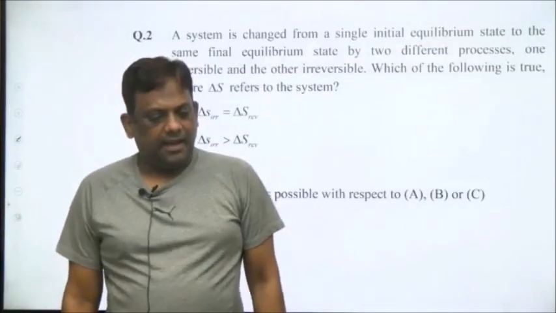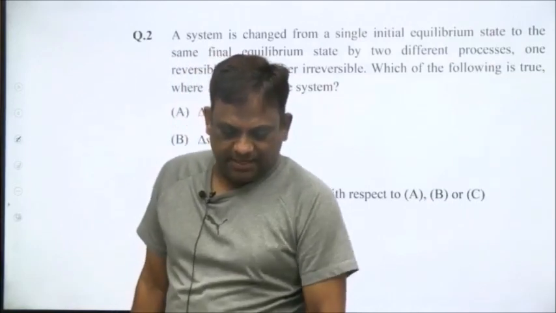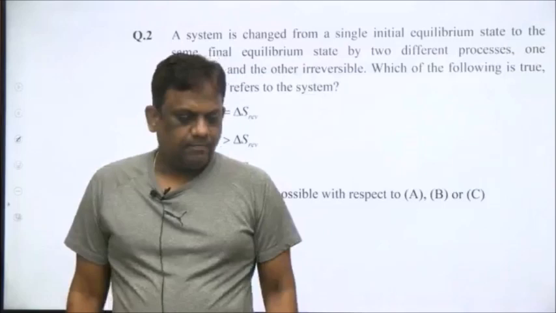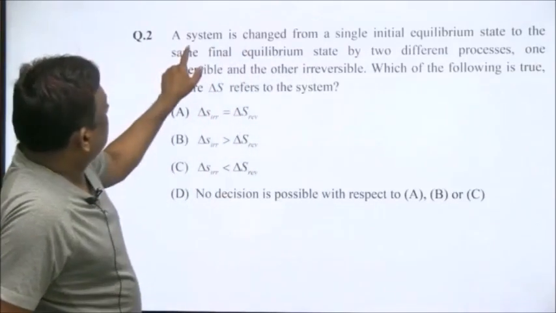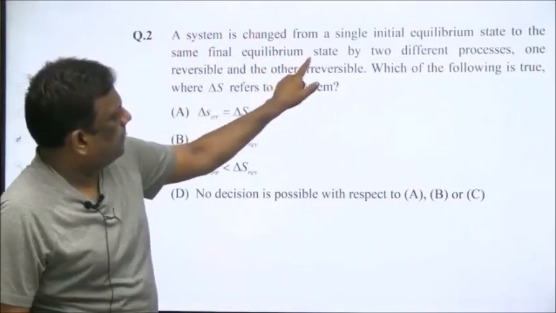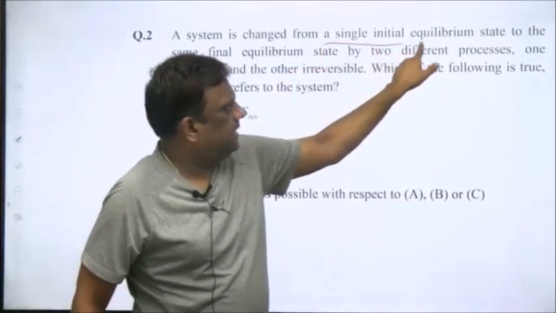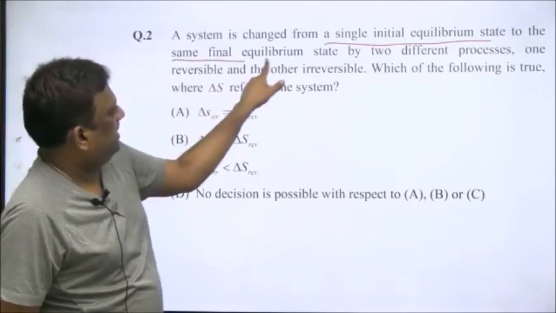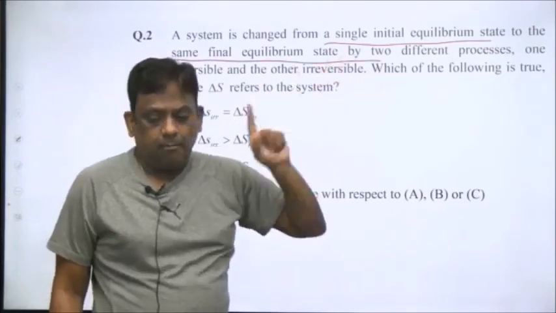Read the question and try to answer. A system is changed from a single initial equilibrium state to the same final equilibrium state by two different processes.